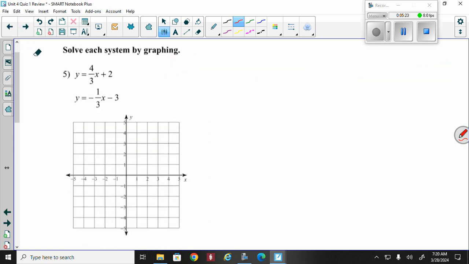All right, so solve each equation by graphing. So very simply, we're going to start at positive 2. And again, you guys know how to do this at this point. Positive 2. Oh, I can't go up 4, so I'm going to reverse everything. 1, 2, 3, 4. 1, 2, 3. There we go.